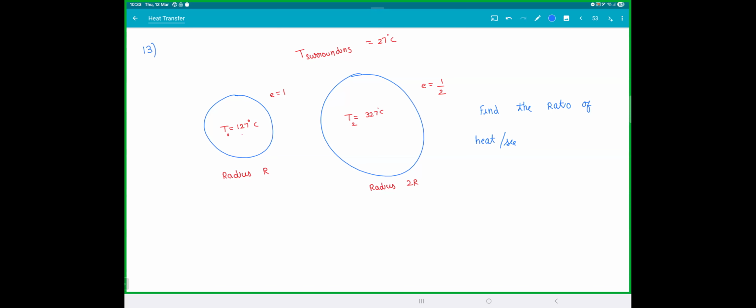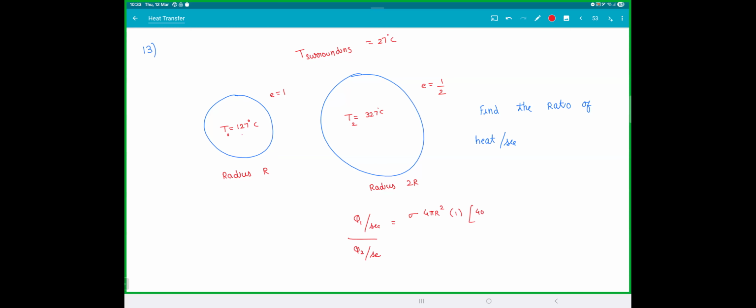Done. 16 by 81. Yeah, numbers are not great. So this is, if I'll just put Q1 per second by Q2 per second, sigma is same, area will be 4 pi r square, E ka value is 1. This should be in Kelvin.